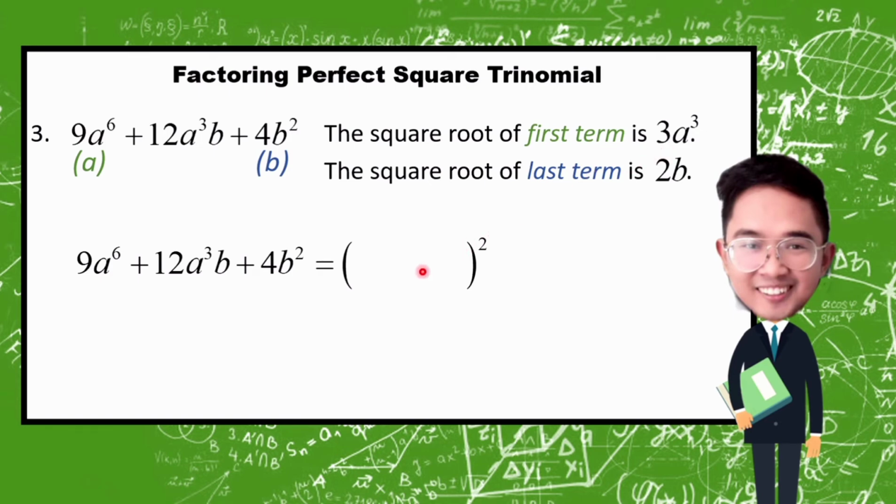Now, let's put your answer together. Input the square root of the first term, which is 3a cubed, and then look at the sign of the middle term. Since the middle term here is positive, then we will use positive. And then input the square root of the last term, which is 2b. Therefore, the final answer will be 9a raised to 6 plus 12a cubed b plus 4b squared is equal to the quantity of 3a cubed plus 2b to the power of 2.